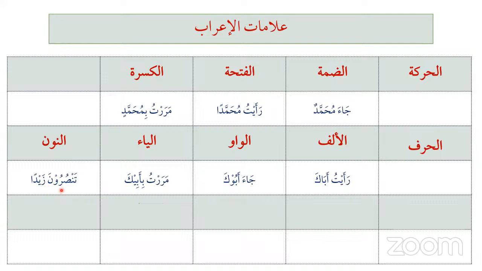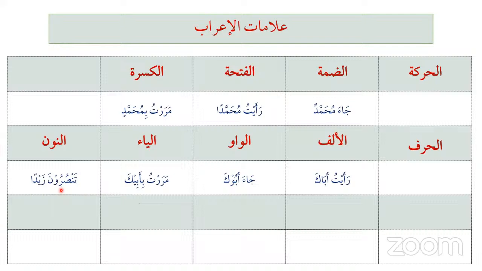When it comes to fi'l mudari, if we remember our sarf, the gardan goes yaf'alu, yaf'alani, yaf'aluna, taf'alu, taf'alani, yaf'alna, taf'alu, taf'alani, taf'aluna, taf'alina, taf'alani, taf'alna, af'alu, naf'alu. Now, when I read this paradigm, some of the cases had noon.